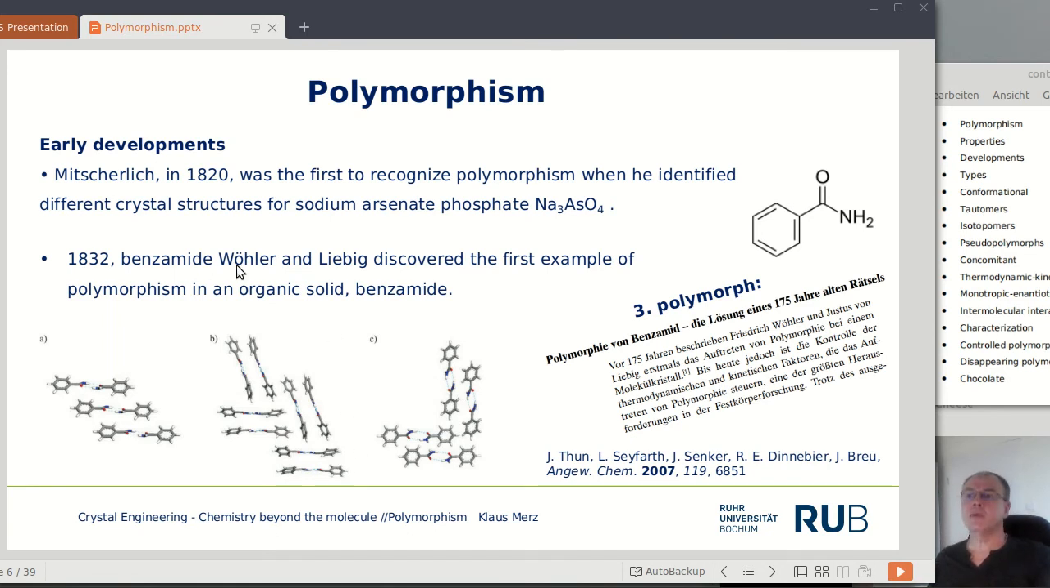Well, at this time they were not able to determine the crystal structure, but they found crystals of these two forms. Okay? And here the third one, from the group of Dinnebier and Breu.